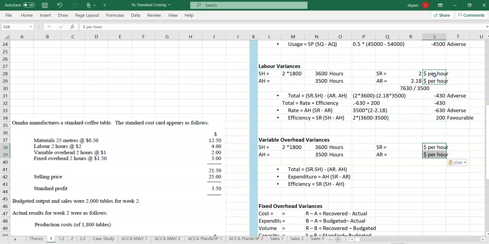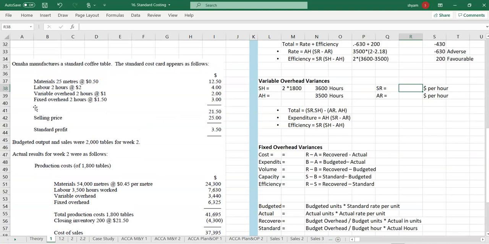Okay, so we'll start with the standard rate. The standard rate, if you see, is clearly given. It is $1 per hour. So here you could see labor is 2 hours per unit, and variable overhead is also 2 hours per unit. Okay, so only if this differs do you have to compute it again.